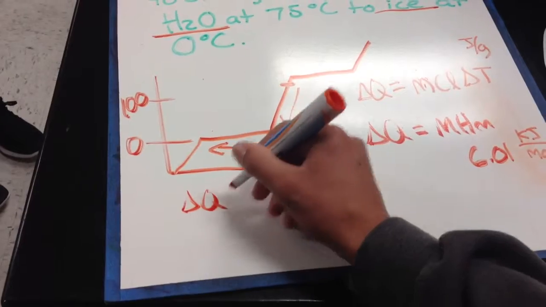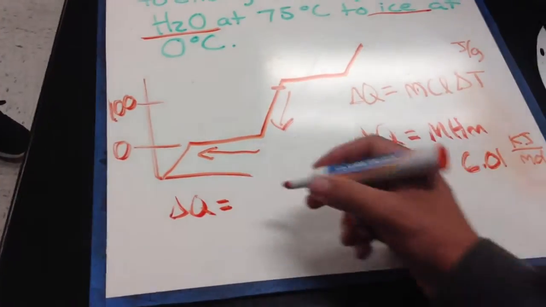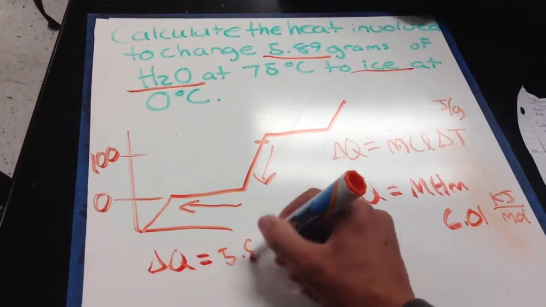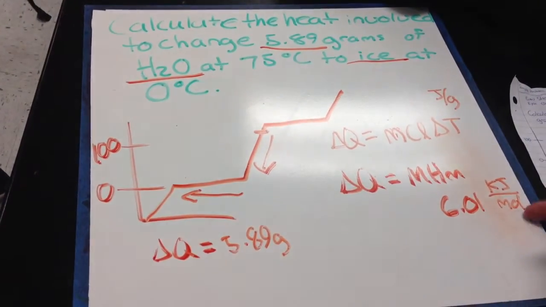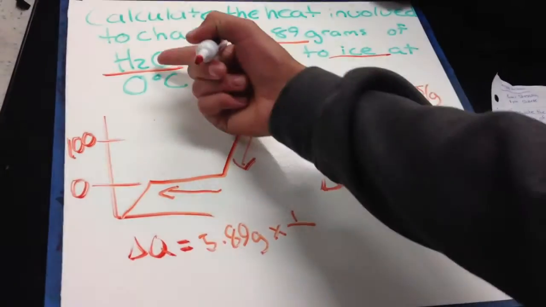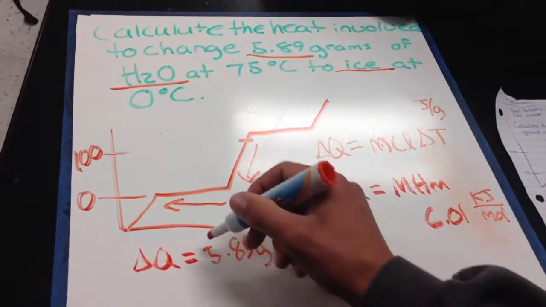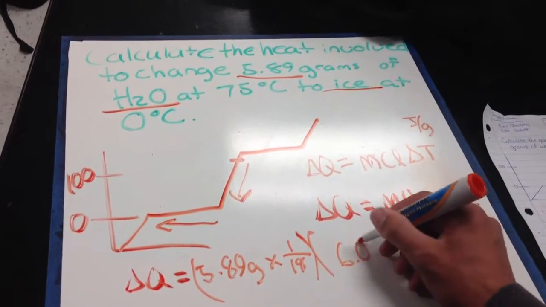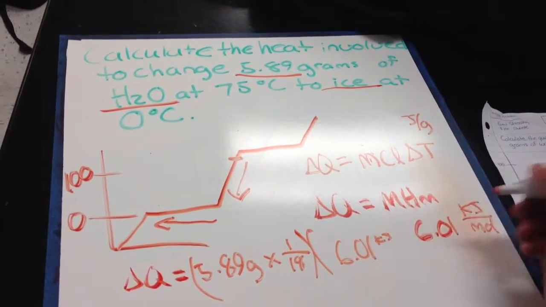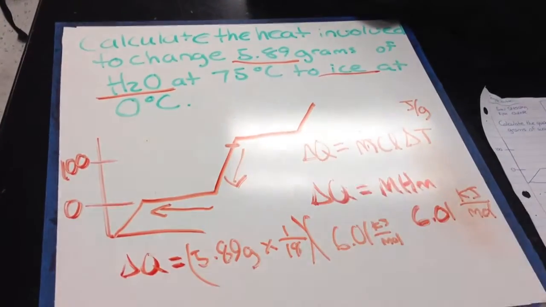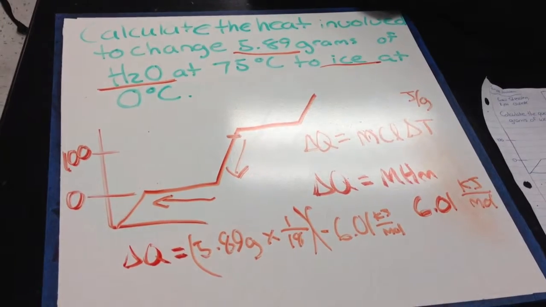Delta Q equals, so our mass, we have 5.89 grams, but this is in moles, so we want to switch this to moles. So let's find the molar mass of H2O, which we know is 18. And then we have our given, 6.01 kilojoules per mole. But since we're decreasing energy, we want to make this a negative.